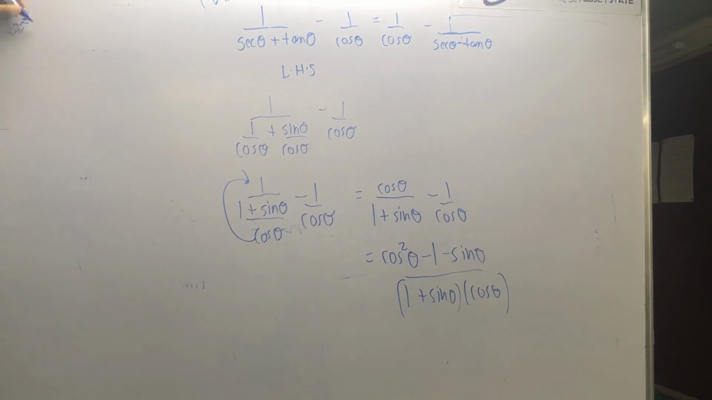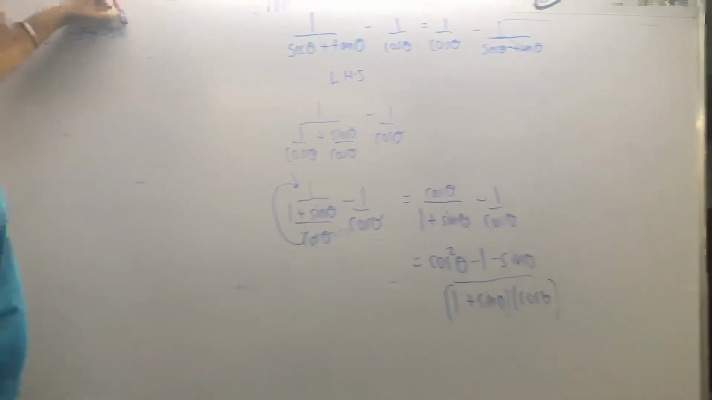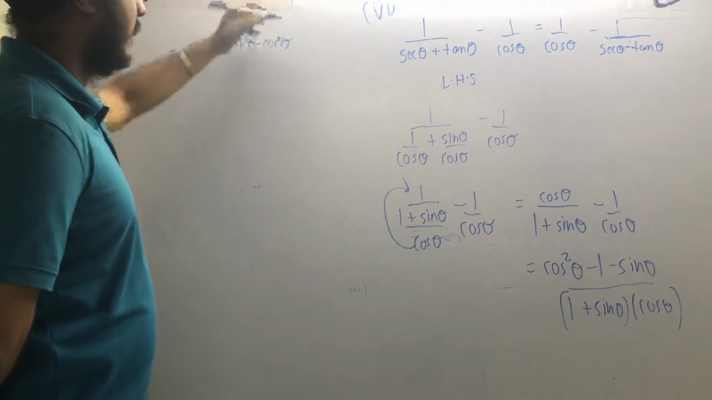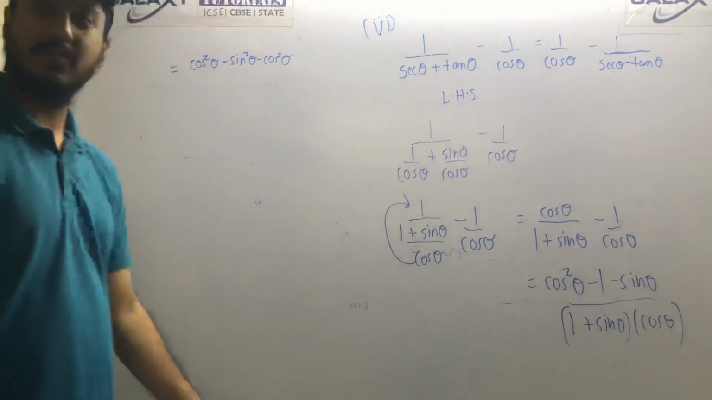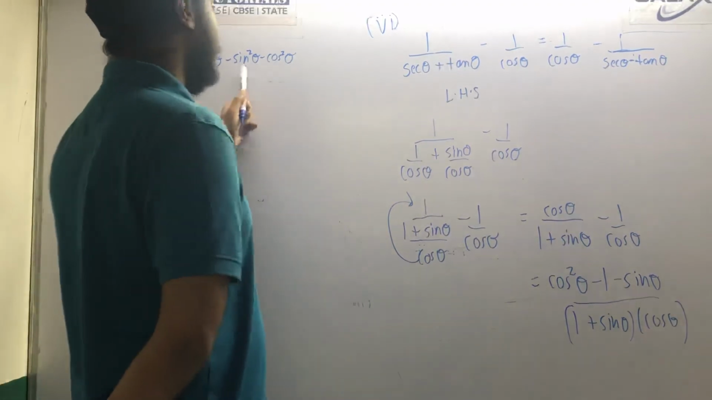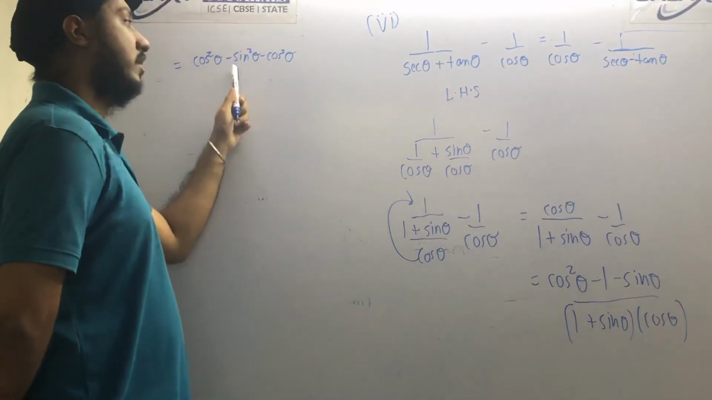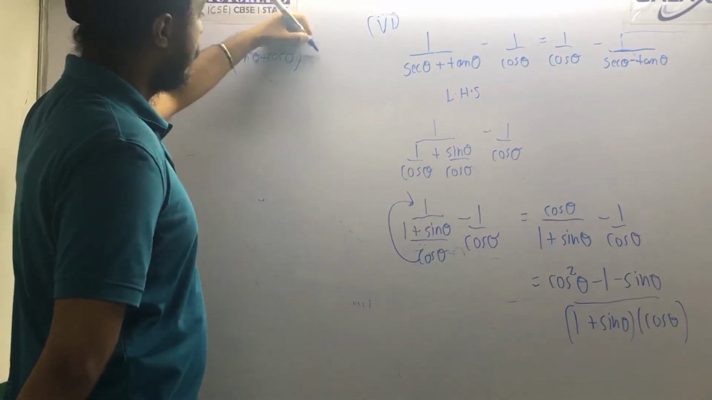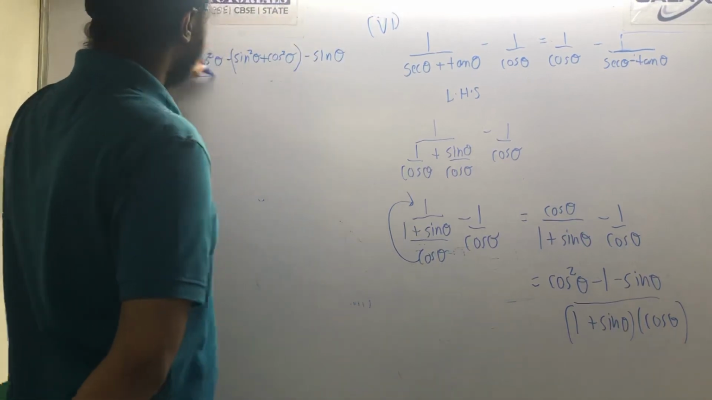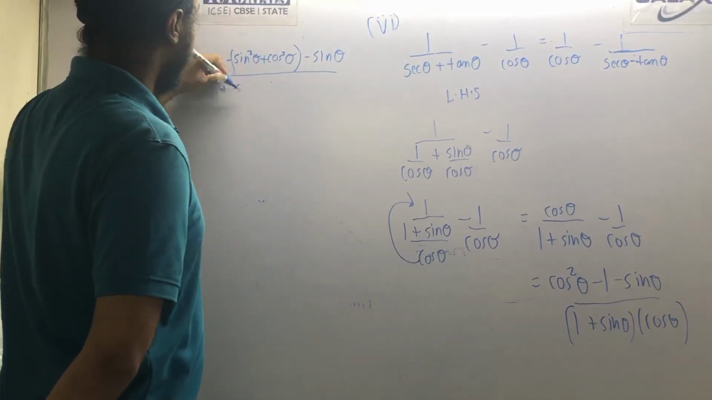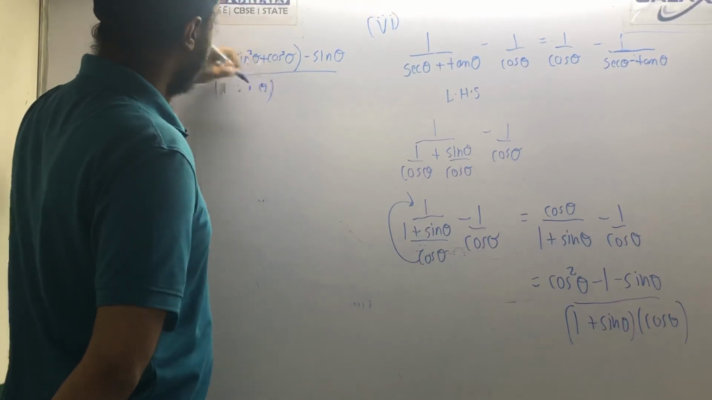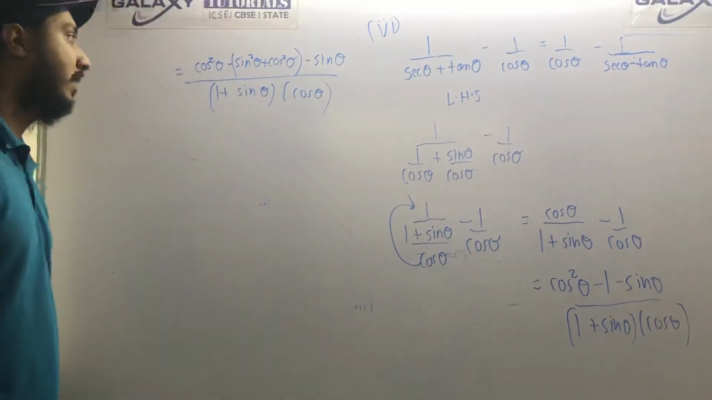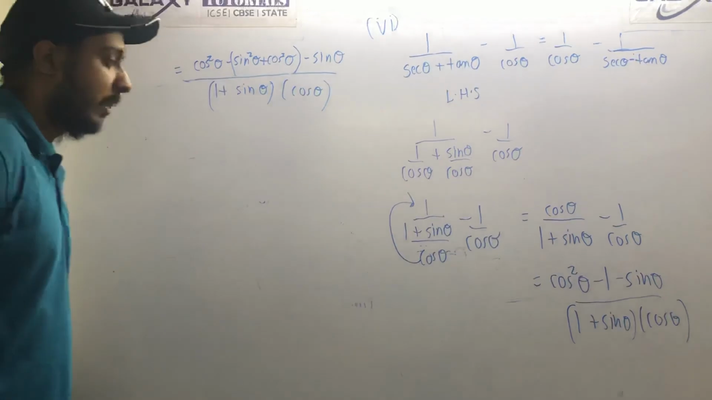Cos square theta minus sine square theta minus cos square theta. Why? Because 1 is equal to sine square theta plus cos square theta. So instead of 1 I am writing sine square theta plus cos square theta, and there was a minus outside. So see, I will write it. Cos square theta minus sine square theta plus cos square theta minus sine theta. So instead of 1 I wrote this.